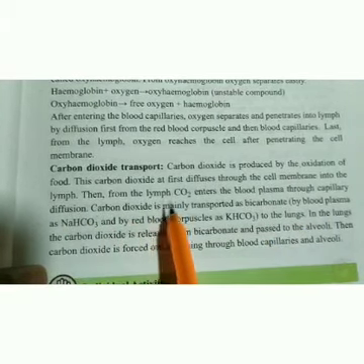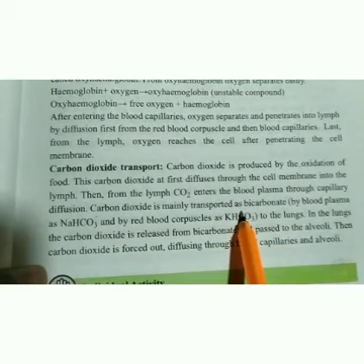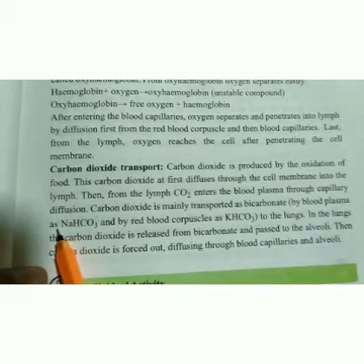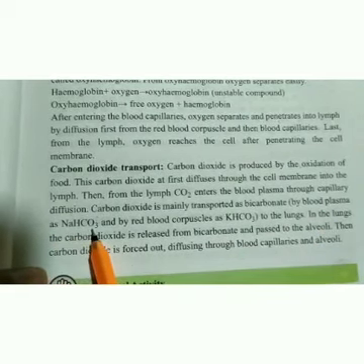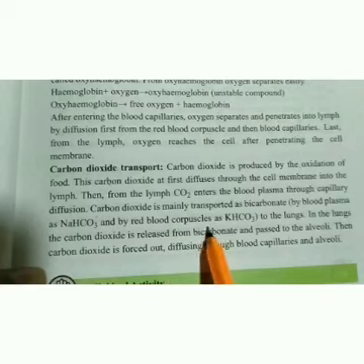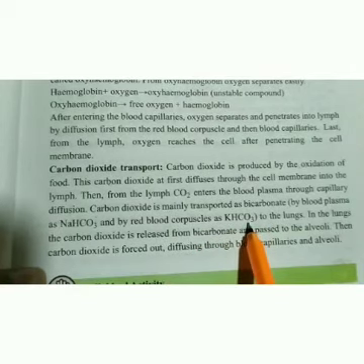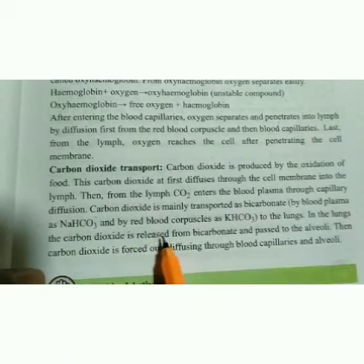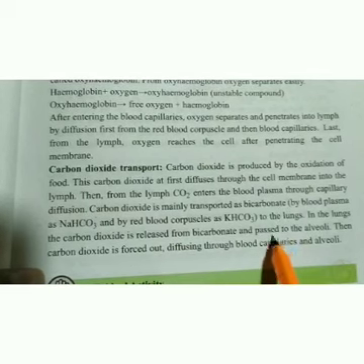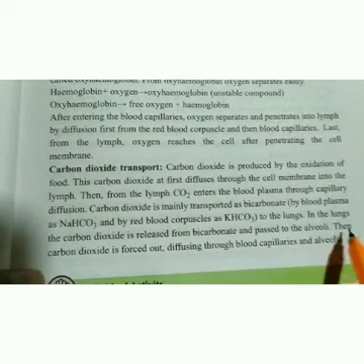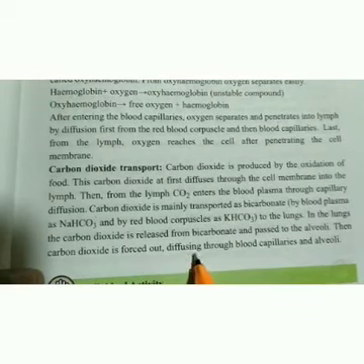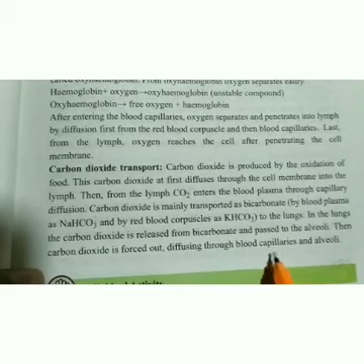Carbon dioxide is mainly transported as bicarbonate: by blood plasma as sodium bicarbonate and by red blood corpuscles as potassium bicarbonate to the lung. In the lung, the carbon dioxide is released from bicarbonate and passes to the alveoli. Then carbon dioxide is forced out, diffusing through blood capillaries and alveoli.